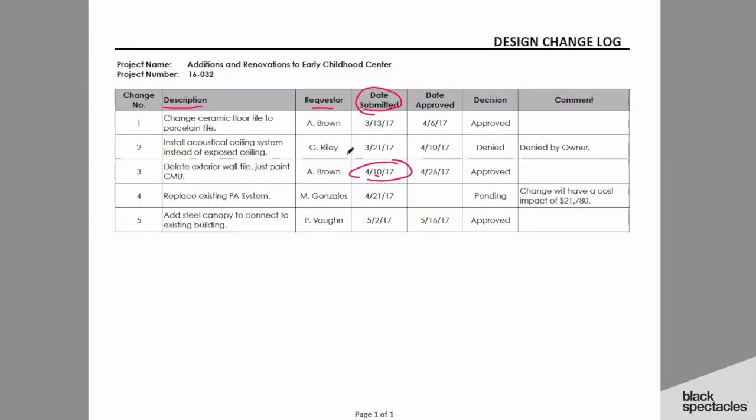Or if somebody starts claiming, we told you back in February that we wanted this change, and you look at your design log and say, nope, it was actually April 10th. It's a way of keeping track and, importantly, not just a general idea of keeping track, but a litigation sense of keeping track of when decisions were being made.